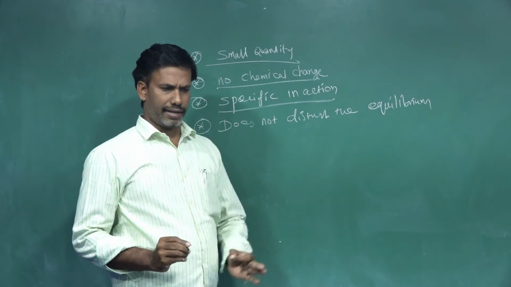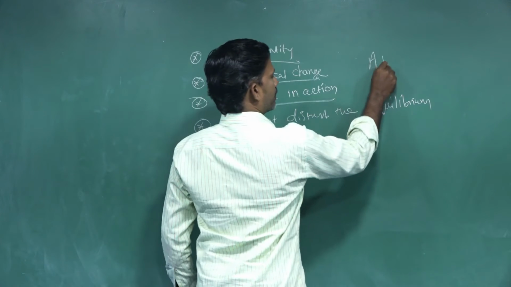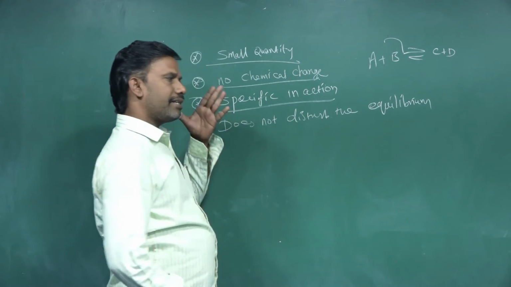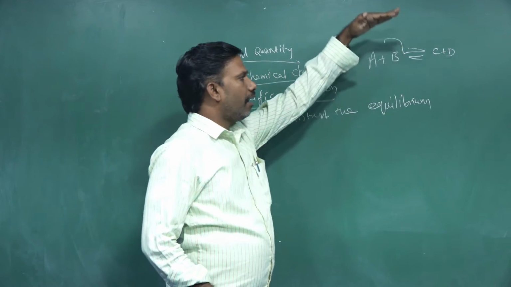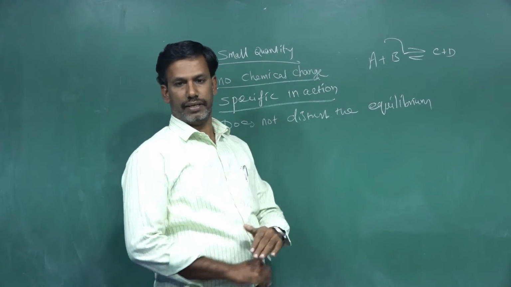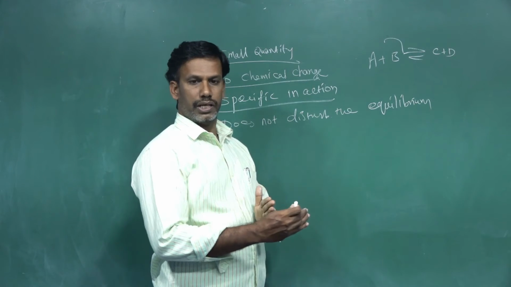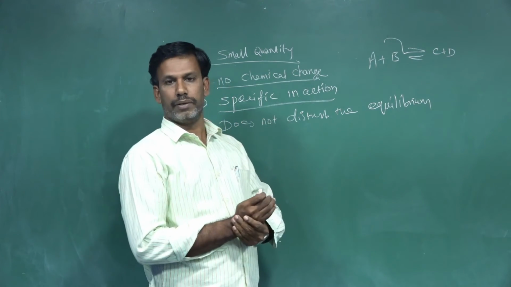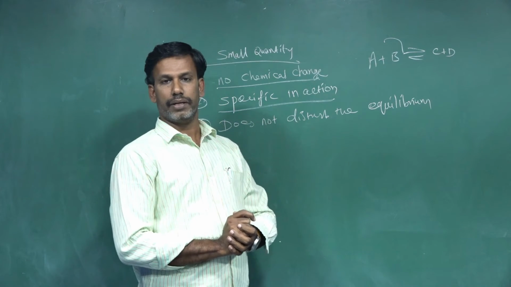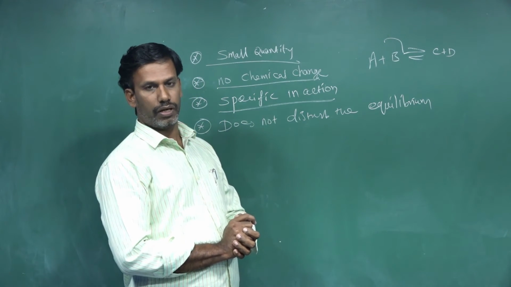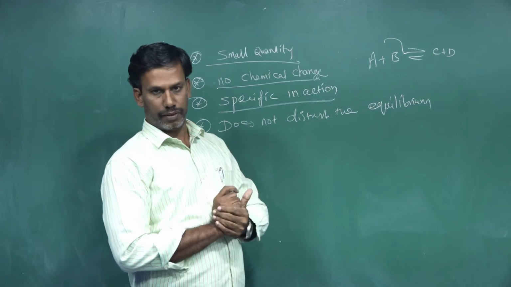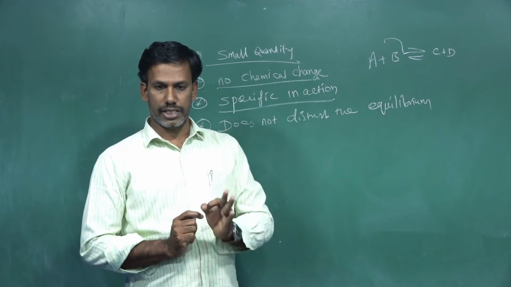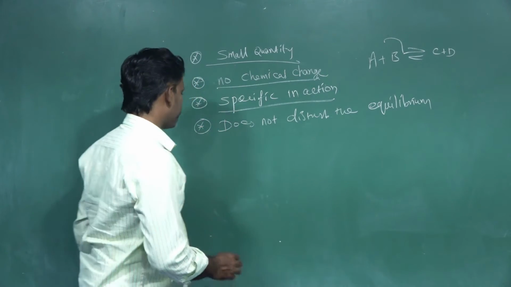So when you add a catalyst, what happens to the reaction? A plus B in equilibrium with C and D. If you add a catalyst, what is it doing? The catalyst can alter the time taken to reach the equilibrium. It can reduce or enhance that time, but it should not disturb the equilibrium and the equilibrium constant. That means the catalyst should not affect the equilibrium.